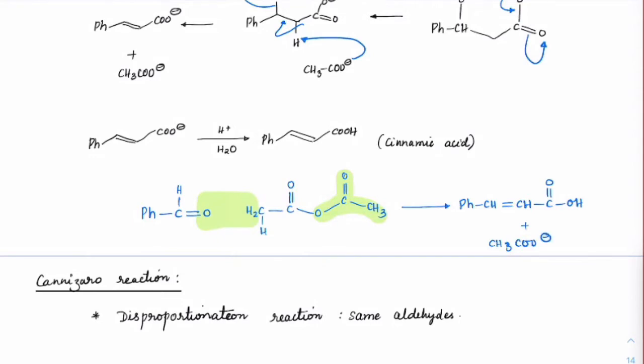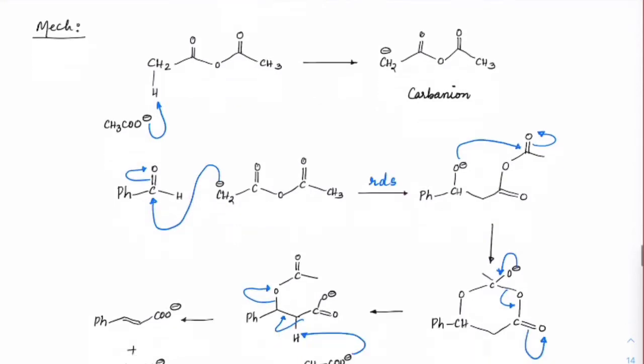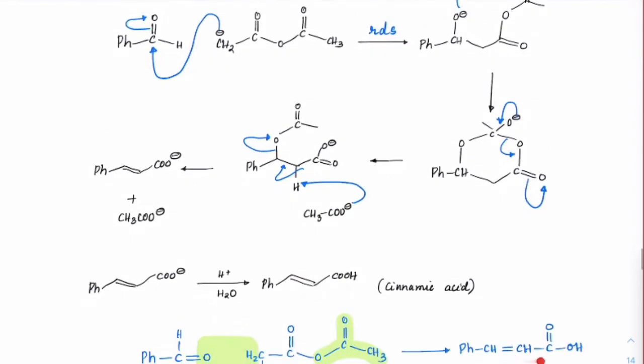I guess this is clear. So in the Perkin reaction, the RDS step is the attack of the nucleophile. When this CH2 minus attacks, that is the RDS of the reaction. So it is a similar aldol-type reaction, except that it is not the aldehyde form which is attacking, it is the anhydride or ester form which makes the attack here, and that's how you eventually get an alkene.